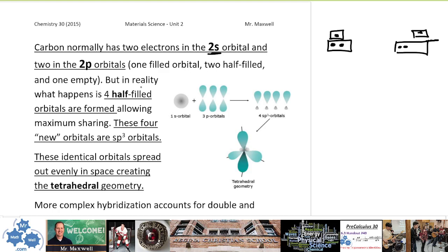But in reality, there are 4 half-filled orbitals that are formed. So 1 s orbital plus 3 half-filled p orbitals actually forms something called the 4 sp3 orbitals, and there's 4 of them. This is what gives carbon its tetrahedral geometry. Okay, we'll continue this lesson next day.